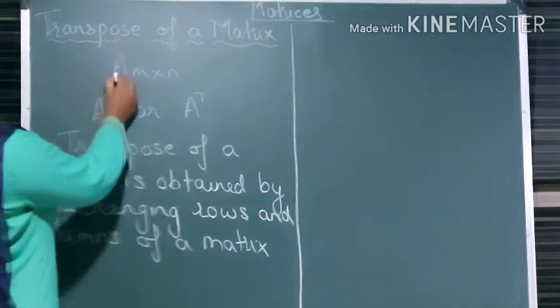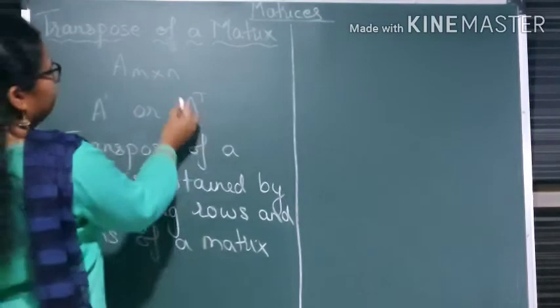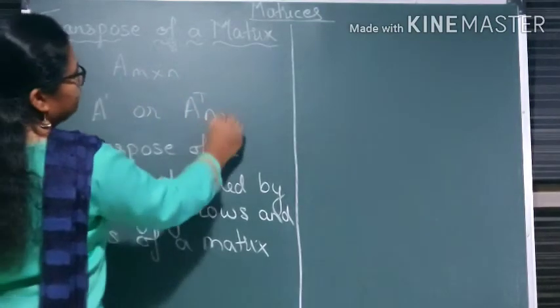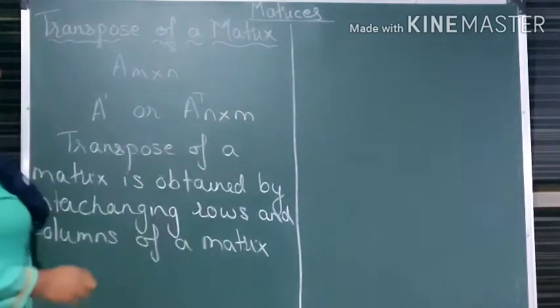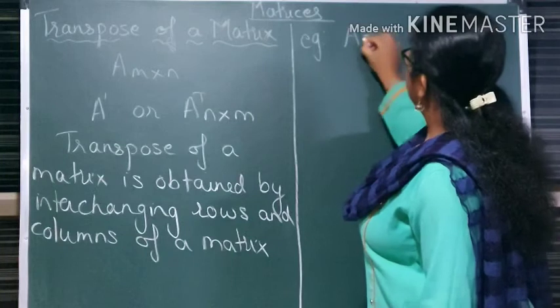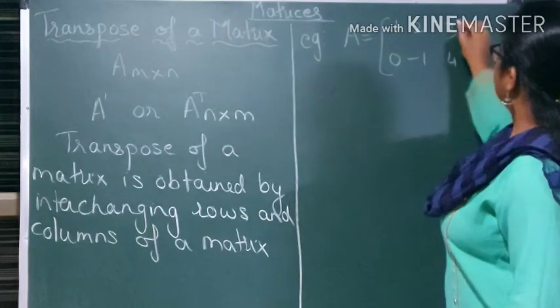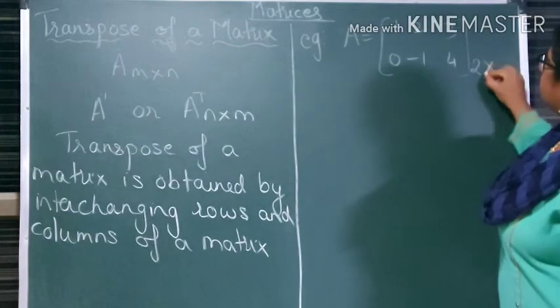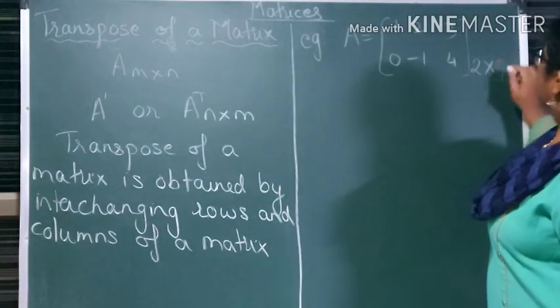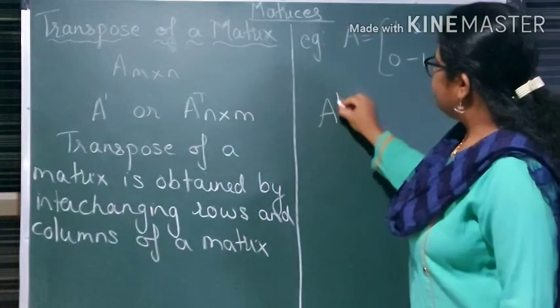So, if you have A m cross n, then what will be the order of transpose of a matrix? You interchange the rows and columns, so it will become n by m. Okay, so we will take one example here so that you understand how to obtain it. If you have a matrix A 1, 2, 3, 0, minus 1, 4, what is the order of this matrix? 2 by 3.